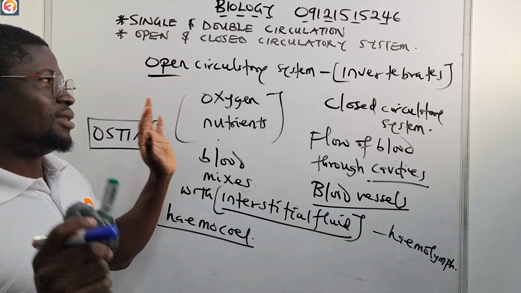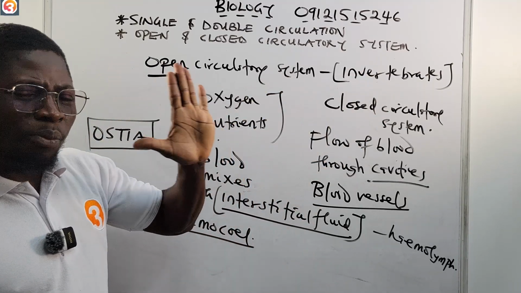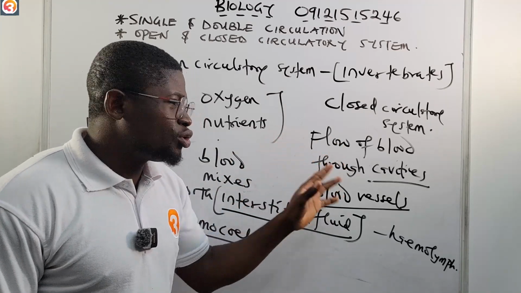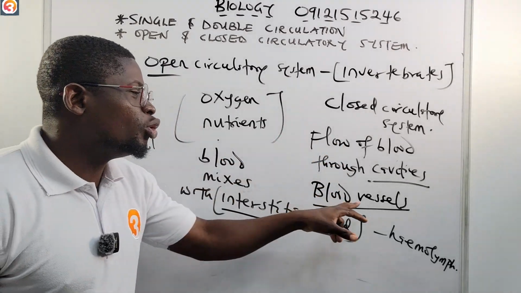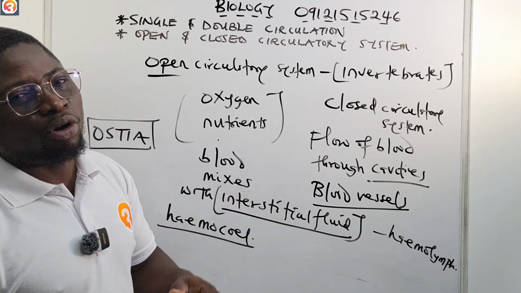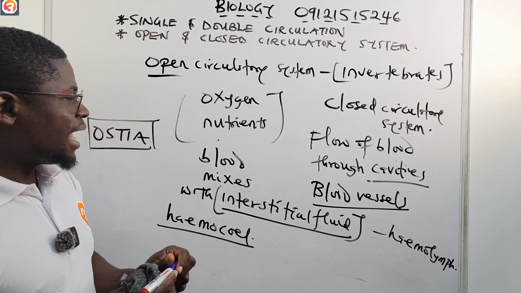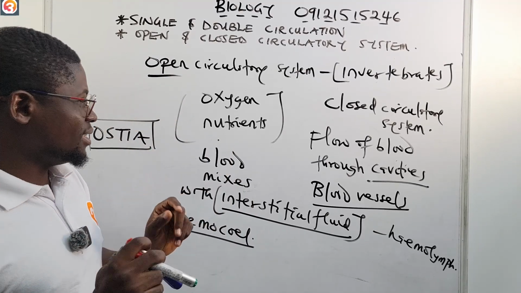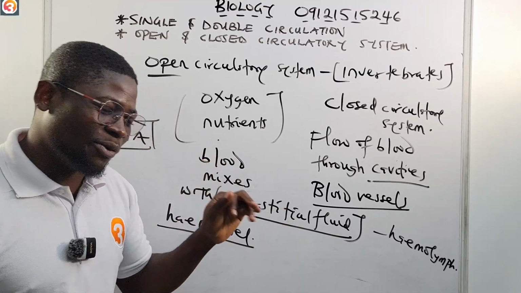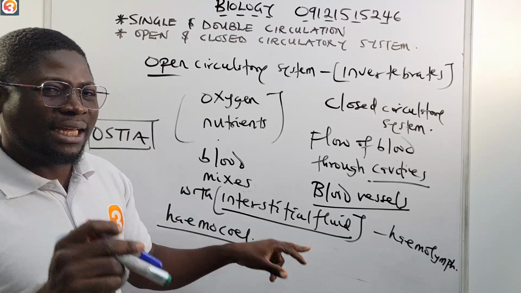So this is the open circulatory system. We say it is commonly found in invertebrates, and it involves the flow of blood freely through cavities because there are no blood vessels. They do not have arteries, veins, and capillaries that will be transporting blood, so they lack blood vessels to conduct the blood. In the open circulatory system, blood mixes with interstitial fluid. Interstitial fluid is a fluid that surrounds the cells and tissues in the body.